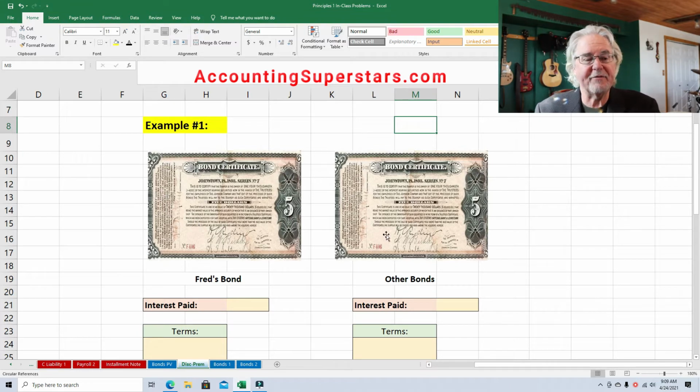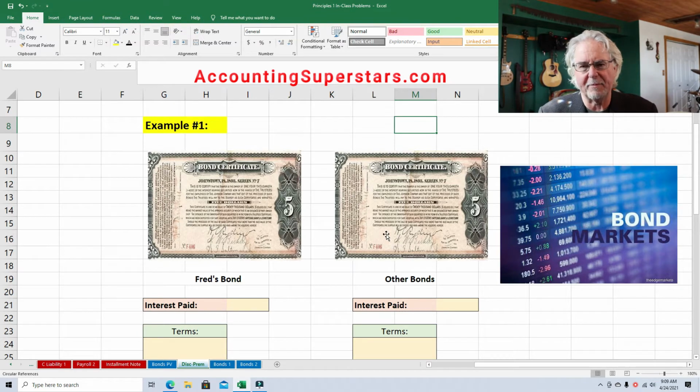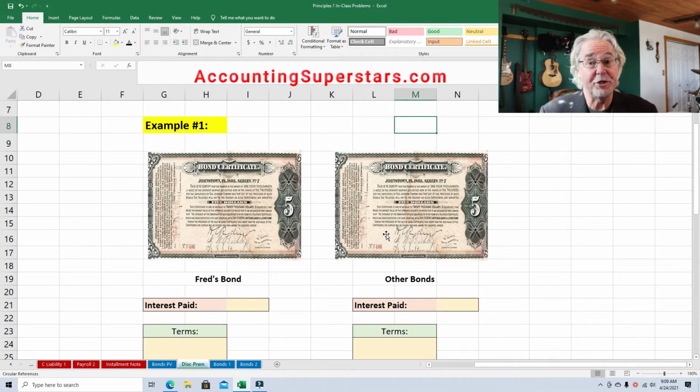Now, there are a lot of other people in the world that want to raise money too. Fred's not the only one. So these other bonds, we call that the market, the bond market. And what's going on in the bond market has a huge, huge impact on what happens with Fred's bonds. So let's see what I mean by this.